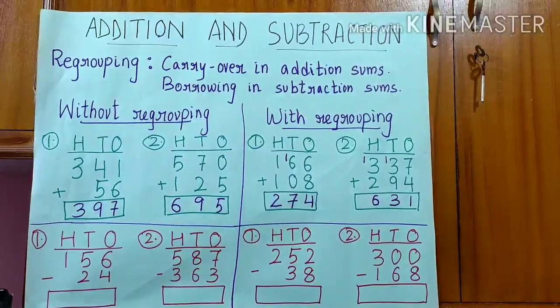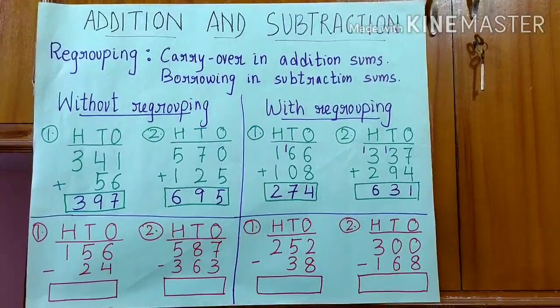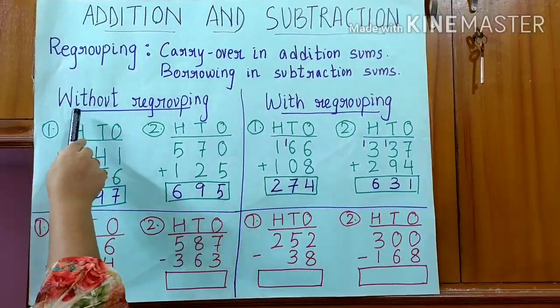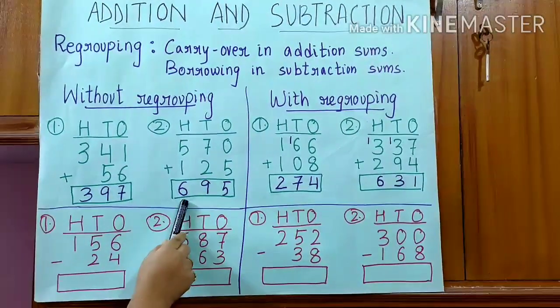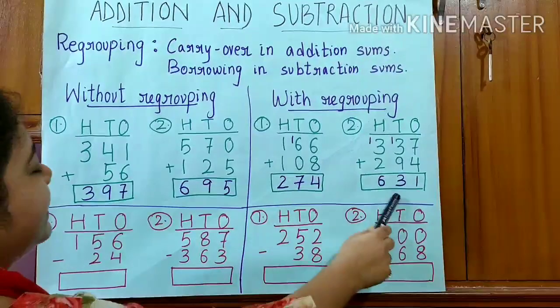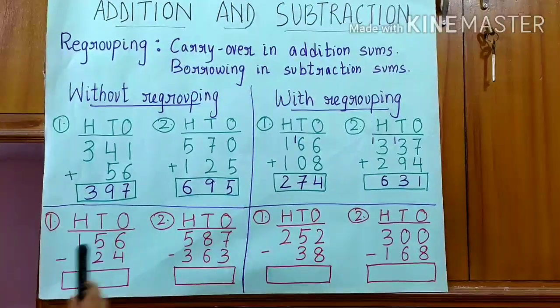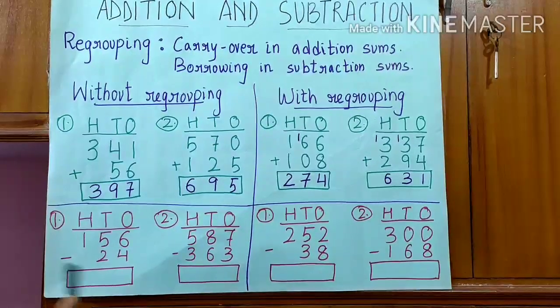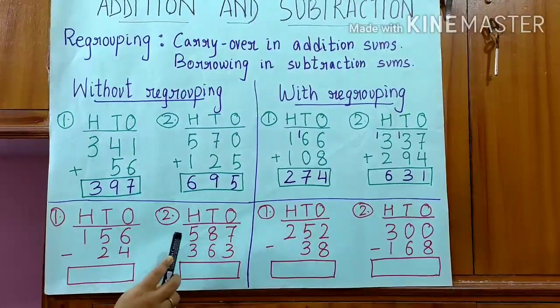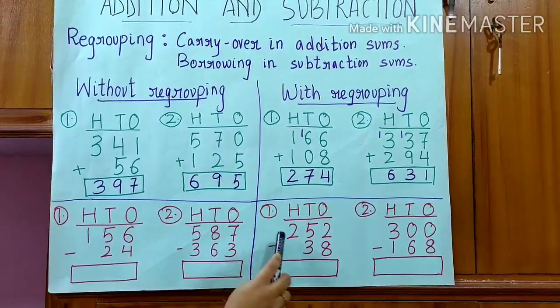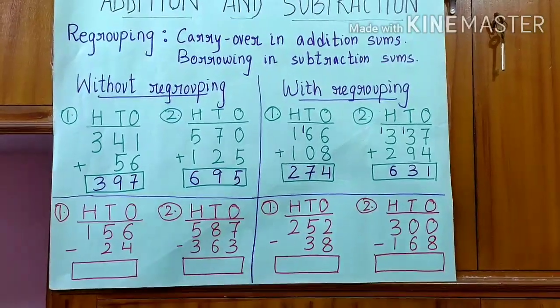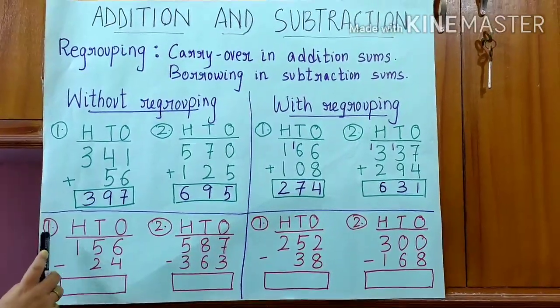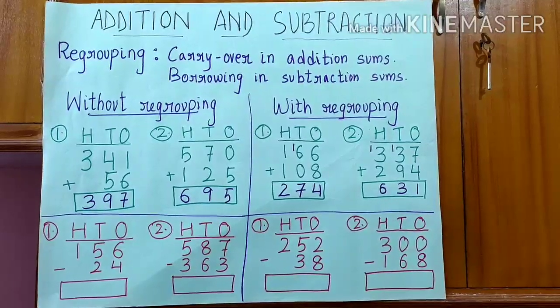So, children, I hope all of you are clear how we have done the addition without regrouping like this and with regrouping like this. Right, children? So we'll just move on to the next topic, that is subtraction. Subtraction without regrouping, then we'll see subtraction with regrouping, right? So let's move on to the first sum that we have over here.